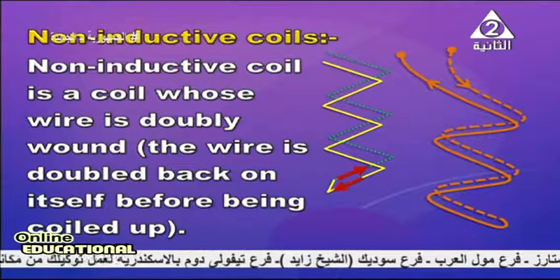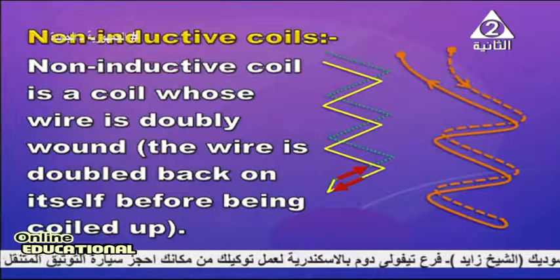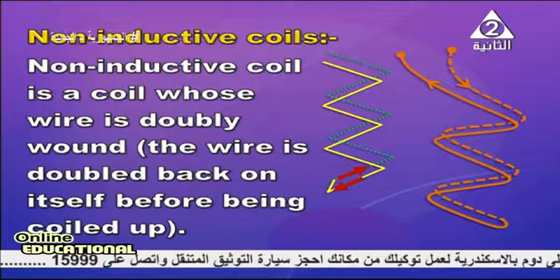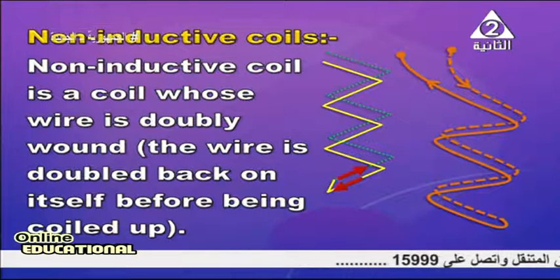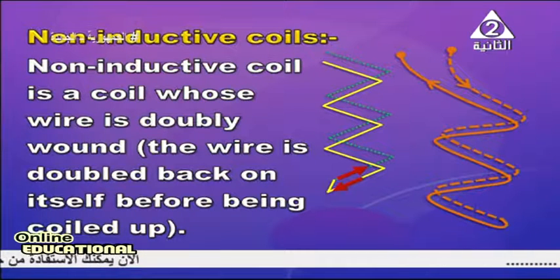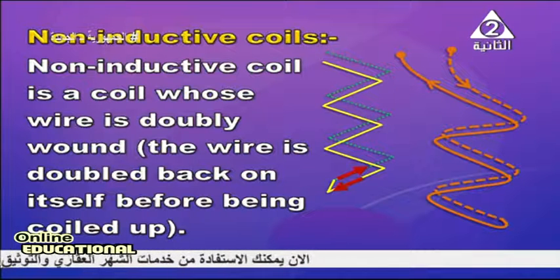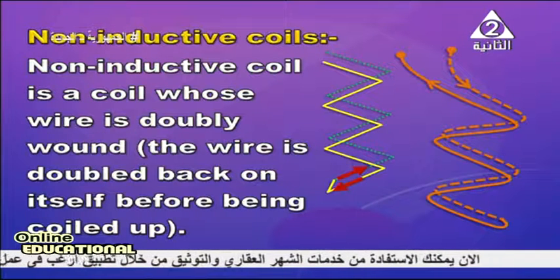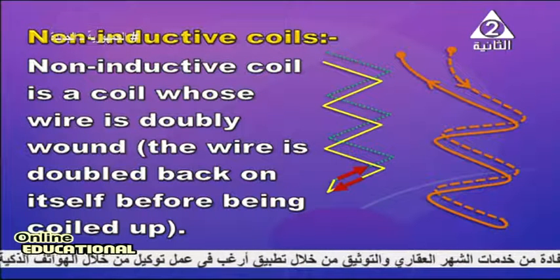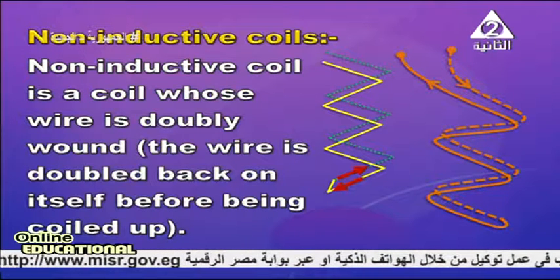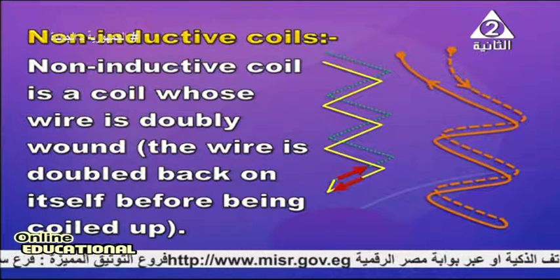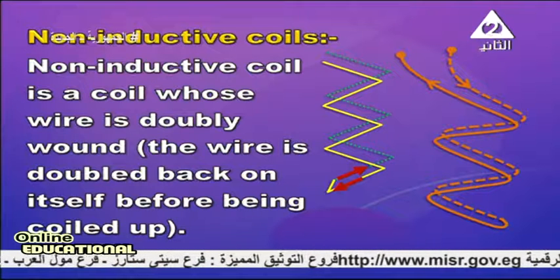Will you please note this quite well? And what is the idea behind this? Once again, a non-inductive coil is a coil whose wire is doubly wound. This will produce zero magnetic field, because the current flowing in one branch of the wire will be opposite to that in the other, and the field of one of them will cancel out the field of the other. This is the idea.